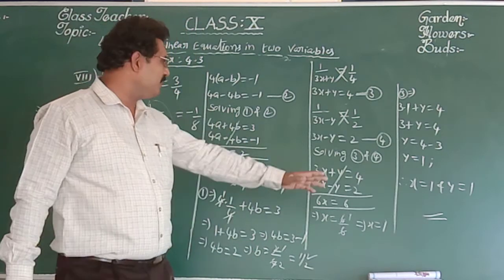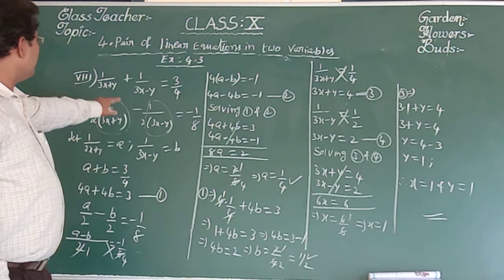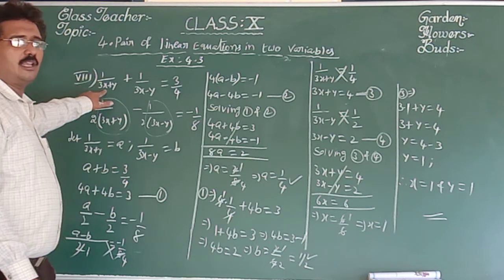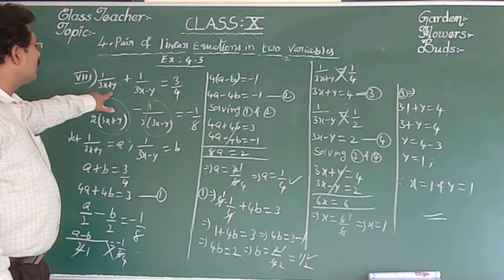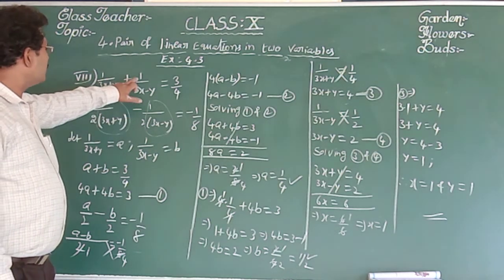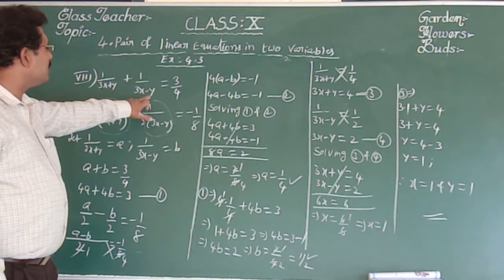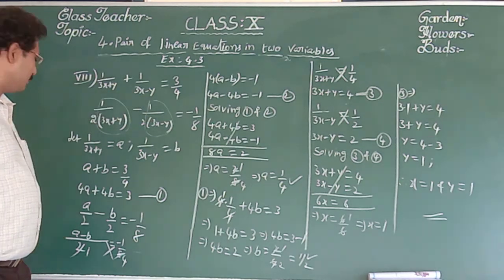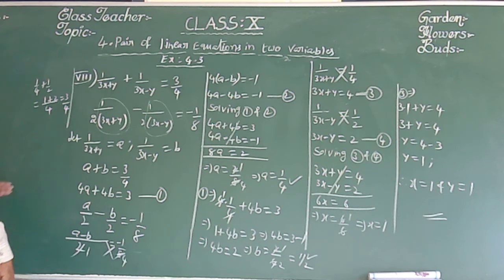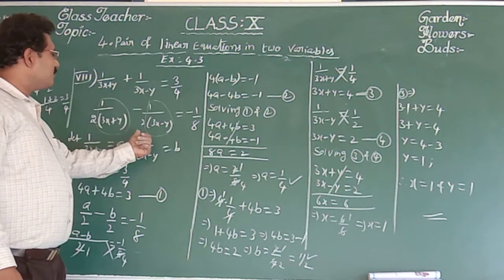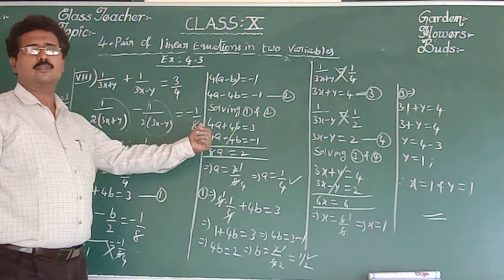Again, you verify whether it is correct or not. Suppose x is equal to 1, y is 1. 1 by 3 ones are 3 plus 1, 4, that is 1 by 4. Plus 1 by 3 ones are 3 minus 1, 2. So 1 by 4 plus 1 by 2. With LCM 4, 1 plus 2 ones are 2, which is equal to 3 by 4. Got it? If you substitute in equation 2 also, it is easy to satisfy.